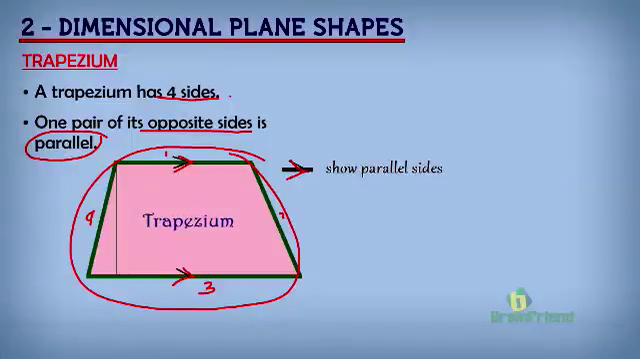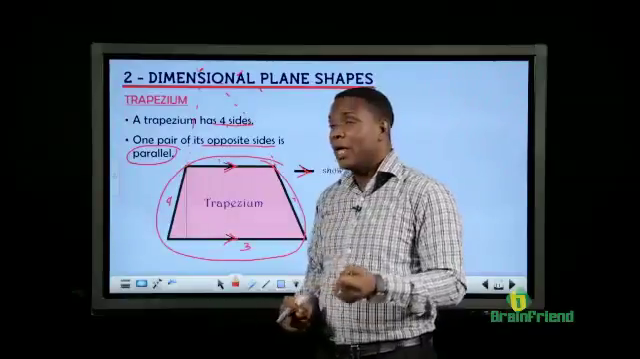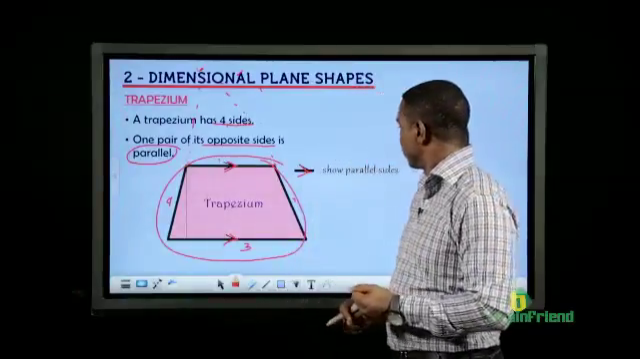If we, for instance, kept drawing this, at a point, of course, they would meet somewhere here. So line 4 and 2, of course, are not parallel. But 1 and 3 are parallel. That is how we know a trapezium shape.